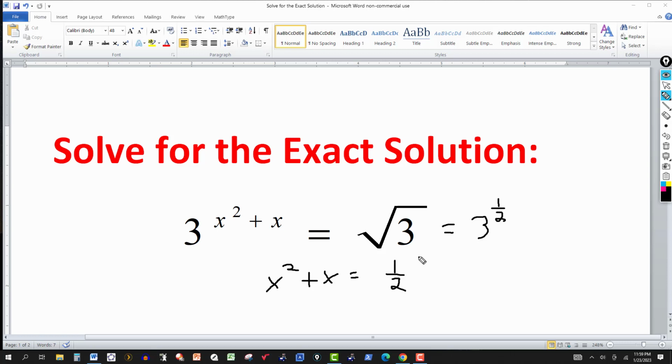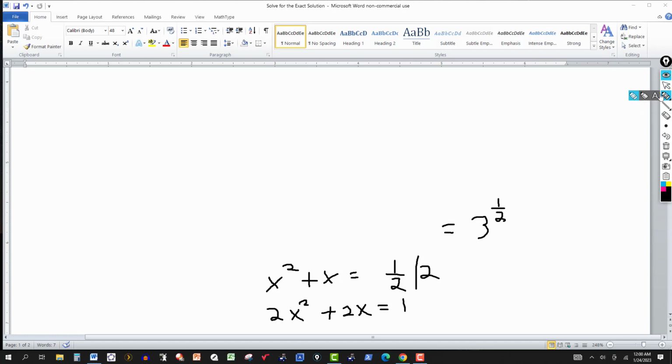Let's clear this of fractions by multiplying through by 2, just to make it easier to work with. So 2 times x squared gives me 2x squared, and 2 times x gives me 2x, and then 2 times 1/2 reduces to 1. And then you have a quadratic there. So what we'll do is write it with one side 0. So this would be 2x squared plus 2x, and we're going to subtract 1 from both sides, cancel the 1 on this side, and it gives minus 1 equal to 0.